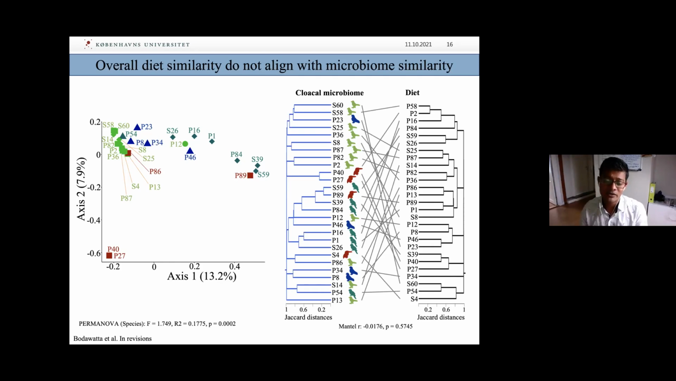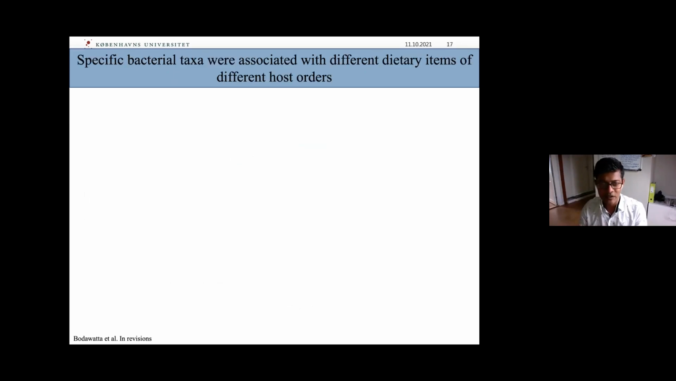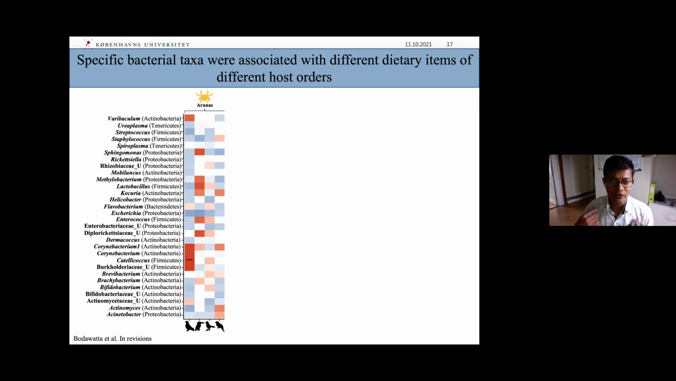But then we also wanted to see if particular bacterial taxa in the gut community respond to different components of the diet differently in different bird orders. So to do this, we looked at proportions of different dietary items that we found in their diets and tried to align them with the relative abundance of different bacterial genera we find in their gut communities. And then we looked at Pearson correlations to see if there are any significant associations between bacterial genera and dietary components.